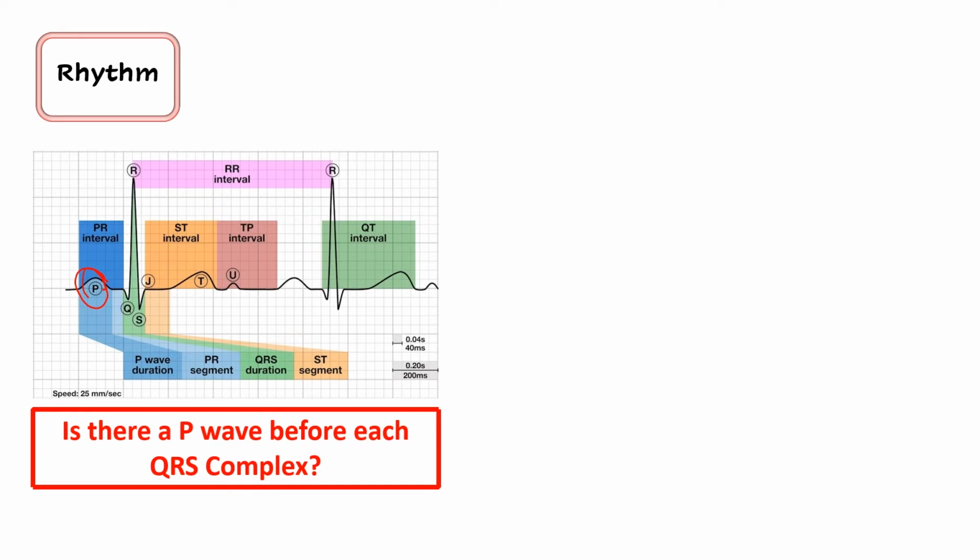And if you do see a P wave before every QRS complex, that tells you you have a sinus rhythm. So if you hear normal sinus rhythm, what that's indicating is there's a P wave before every QRS.